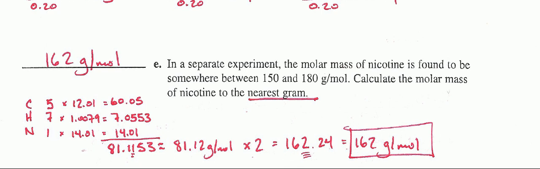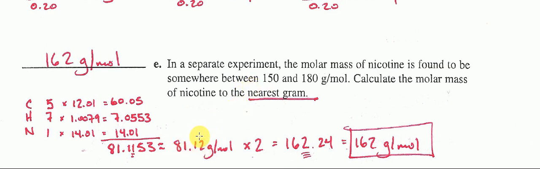So we do have the empirical formula of nicotine, right? It's C5H7N1. And we need the mass of the empirical formula. So we multiply the number of atoms by their respective molar masses, add them all together, we get 81.1153. Now, with the appropriate number of significant figures, we'd have 81.12 grams per mole. And what we're going to do is we're going to guess and check.